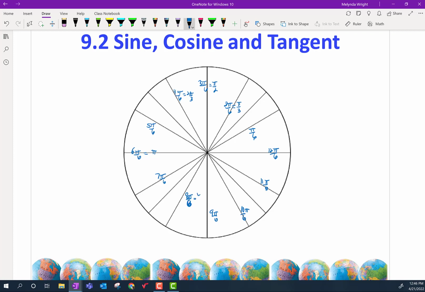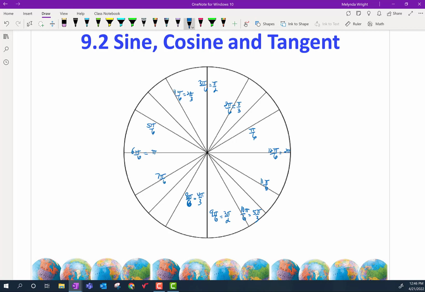This reduces to 4 pi over 3. This reduces to, let's see, 3 pi over 2. This would be 5 pi over 3. 11 pi over 6 is already reduced. 12 pi over 6 would be 2 pi. All right, so that places all of our angle measures that are coordinated with the 30, 60, 90 right triangles.